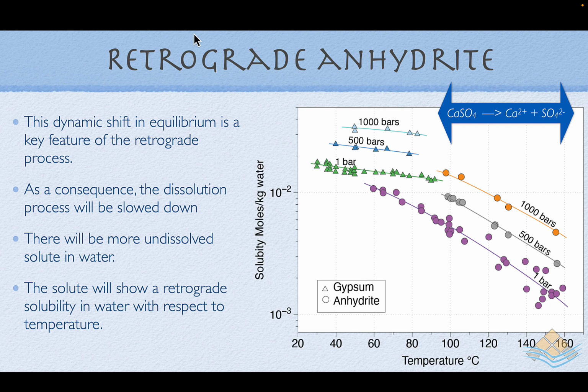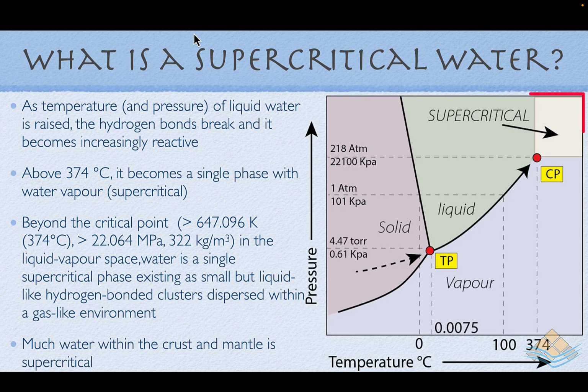Endothermic versus exothermic. Now let's move into the state of supercritical seawater and see what happens as we increase the temperatures above around 374 degrees centigrade. What is supercritical water and how does it occur?